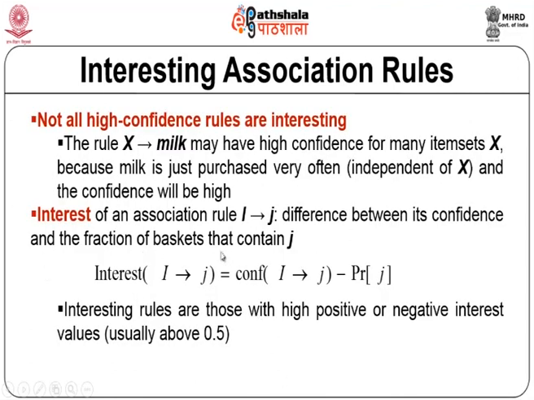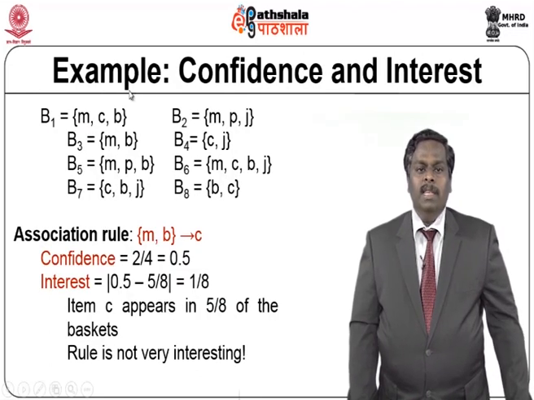Interest of a given rule is defined as the confidence of the rule minus the probability of the item which is on the RHS of the rule. For example, if the rule states I implies J, then interest is the confidence of I implies J minus the probability of J, where J is on the RHS of the given rule. Now, let us take an example.